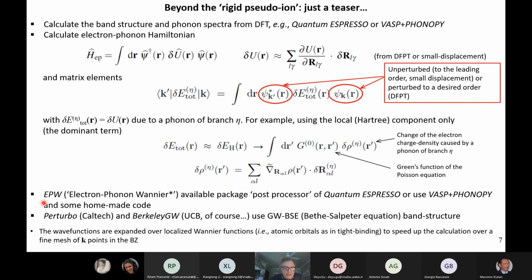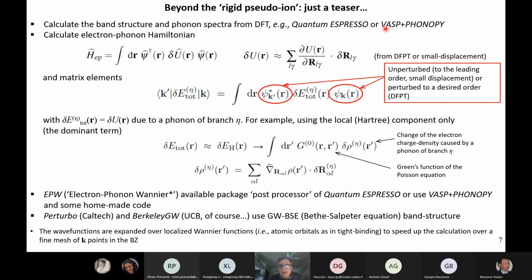I show here that actually the Quantum Espresso people themselves, between Trieste and Lausanne, have written this code called EPW, which stands for Electron Phonon Wannier. The Wannier is a convenient calculation method to reformulate the wave functions in terms of localized orbitals, a little bit like tight binding does, in order to speed up the calculations. And you can actually run Quantum Espresso.